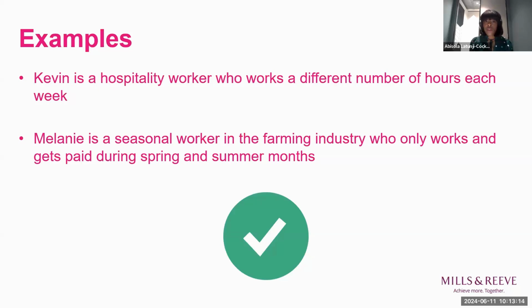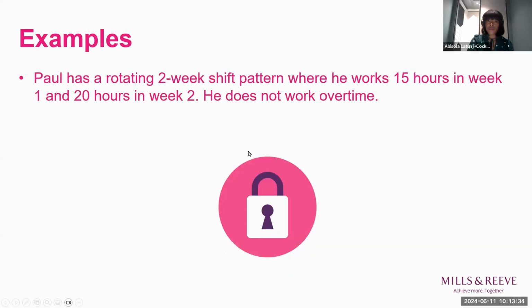If Melanie is a seasonal worker in the farming industry who only works and gets paid in the spring and summer months, and she has a contract which is in place for, for example, the entirety of the leave year, she doesn't work in autumn and winter, she's not required to work during those months, and she's not paid during those months, then she would be a part-year worker for the purposes of the new legislation.